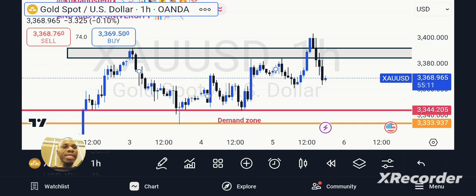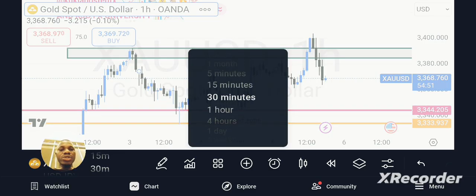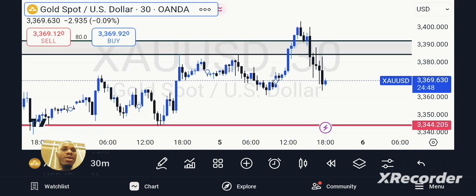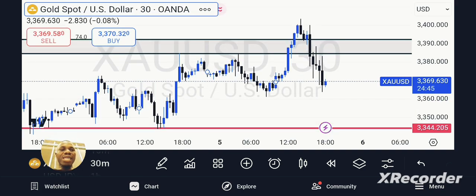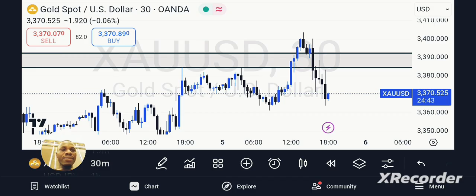So it means that for you as a beginner, you just have to wait for a confirmation. So how do you find it now? Let us go. How to find confirmation and how to find your entry after marking out the zones. Your confirmation will mostly come on the 30-minute chart and the 15-minute chart. Okay, guys, we are going to confirm our entries.